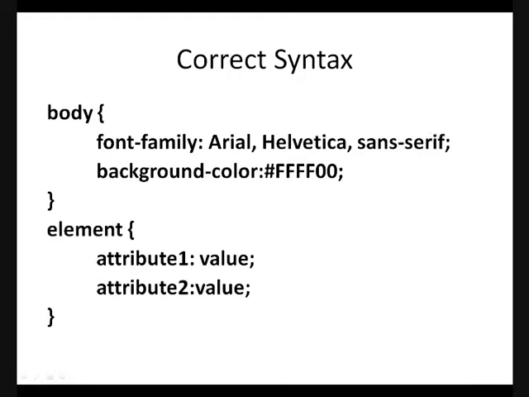Notice the syntax here. I state my selector or my element, and then I have an open curly bracket, and then going down one line I have my attribute, and then I have the colon, and then I have my value, and then a semicolon. And there should be a space between the colon and the value.